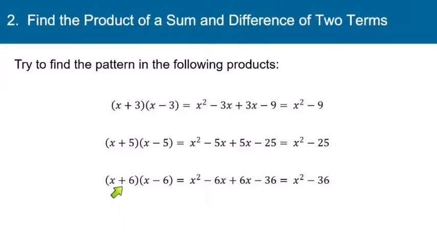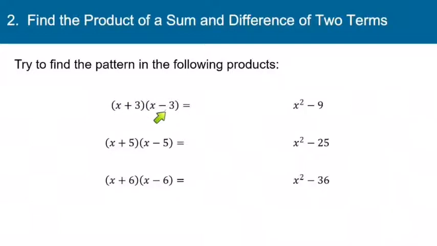And let's look at one more. Here I have x plus 6 times x minus 6. So first times first gives us x squared. Outer times outer gives us minus 6x. Inner times inner gives us plus 6x. And last times last gives us minus 36. So we end up with x squared minus 36.